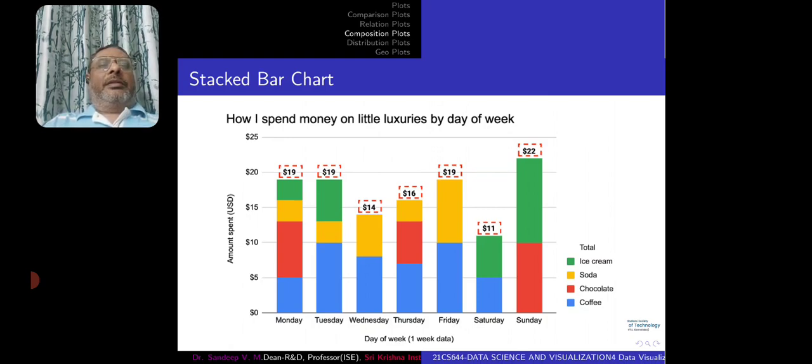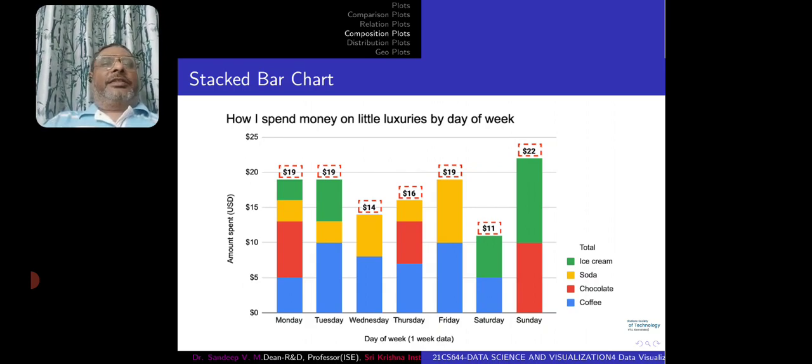Now there are different categories where amount can be spent. It may be on ice cream, it may be for soda, it may be for chocolate, or it may be for coffee. Looking at the stack bar chart, we can see that on Monday, the various amounts spent for different luxuries.